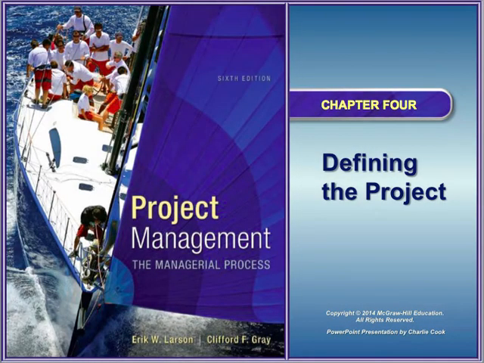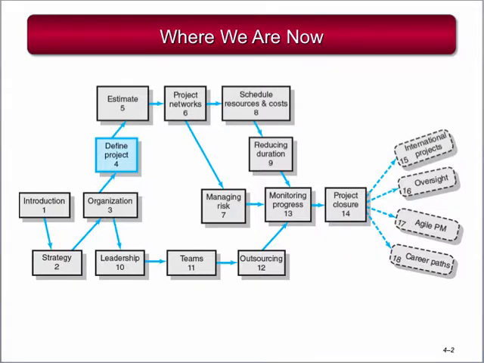In the Chapter 3 lecture, we discussed project management structures and their strengths and weaknesses, and the role the organizational culture plays in managing projects. In this chapter, we're going to explore defining the scope of a project, work breakdown structure, and communication plans. This lecture brings us to Chapter 4, Defining the Project.